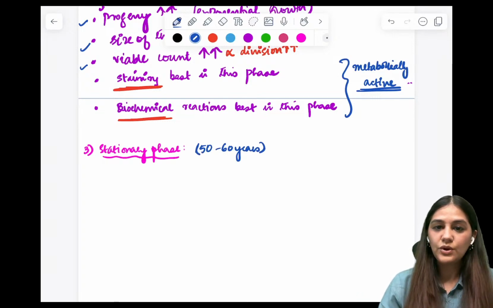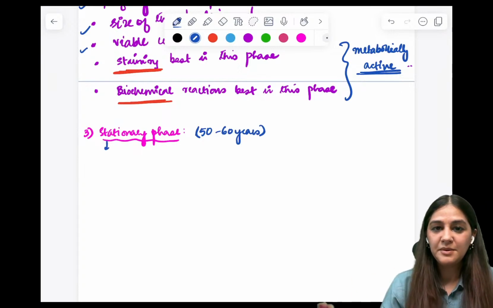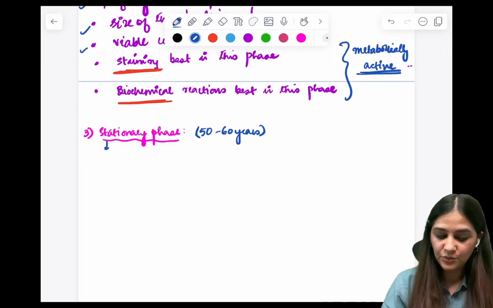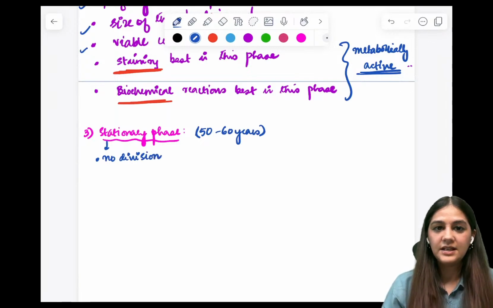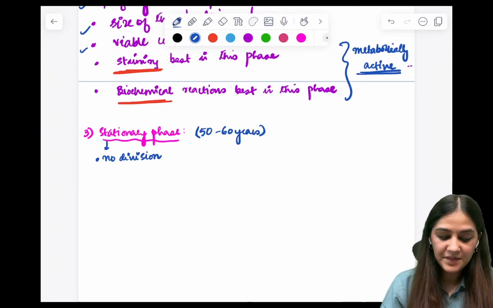So here what is going to happen? What are people doing, multiplying or dividing, when they're 50 or 60 years, having babies? No, right? So there is no division here. Division is not taking place here. Okay, division has stopped. Nobody is having any babies at 50, 60 years. So there is no division here, right?